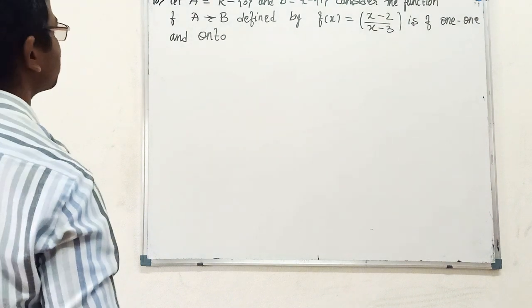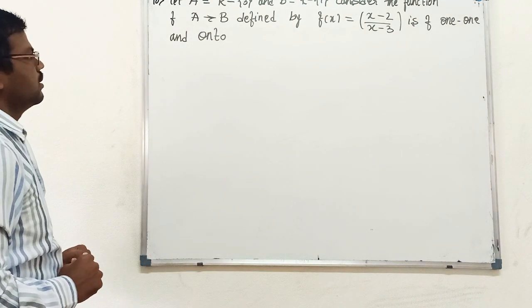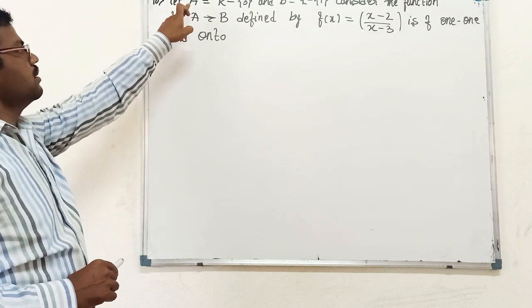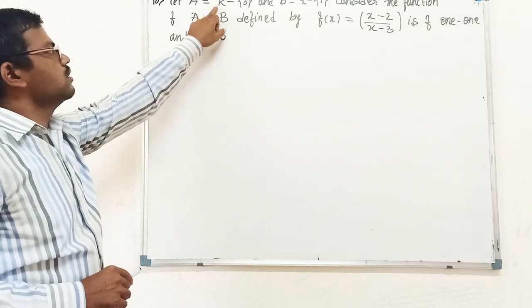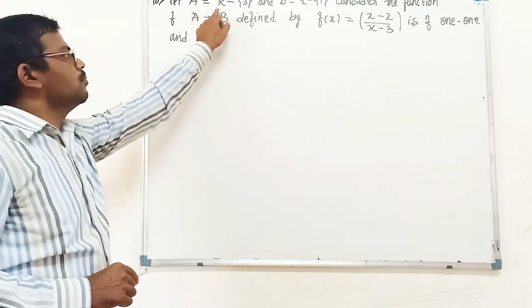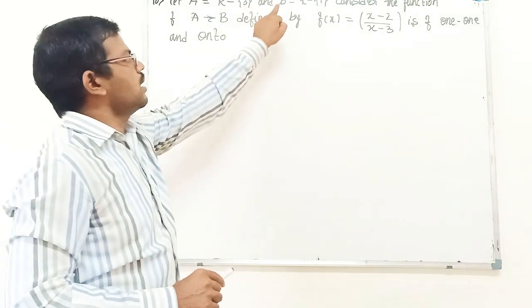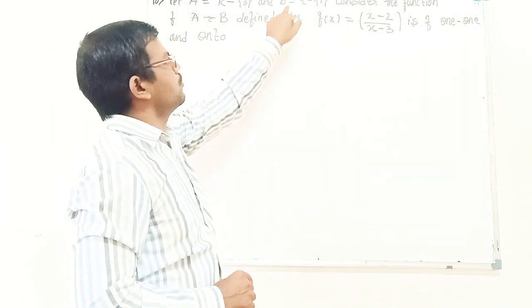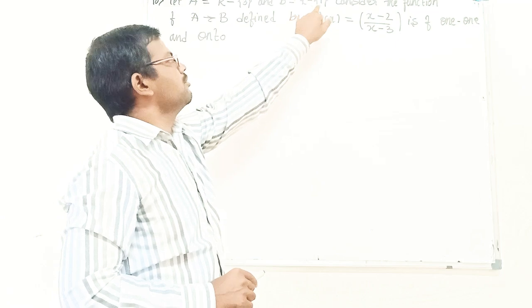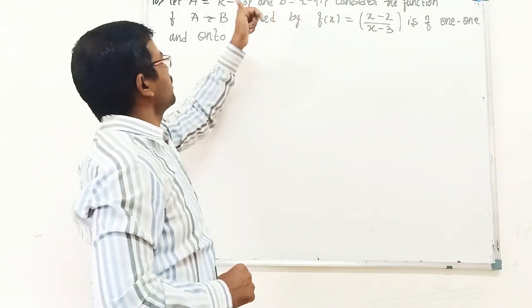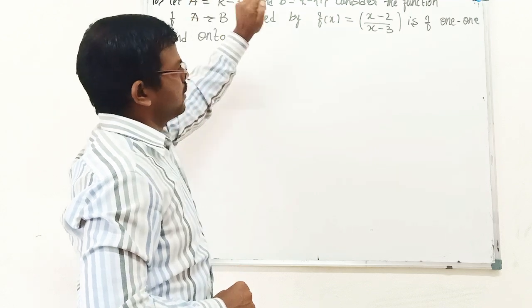So next we come to the 10th question. In this question, let set A be R minus {3}. A is the set of real numbers in which 3 is not there, and B is the set of real numbers in which 1 is not there. In the codomain 1 is not there, and in the domain 3 is not there.